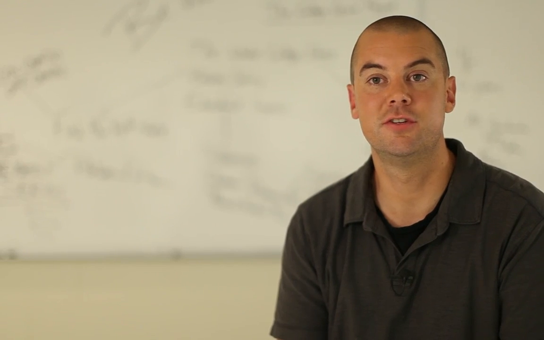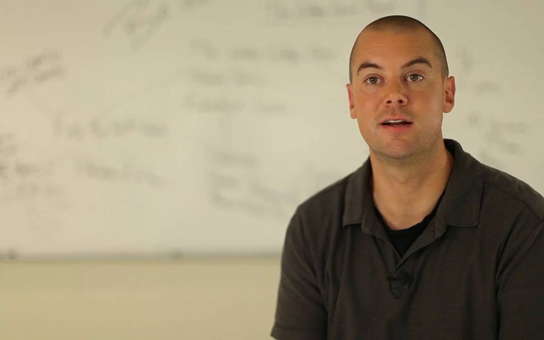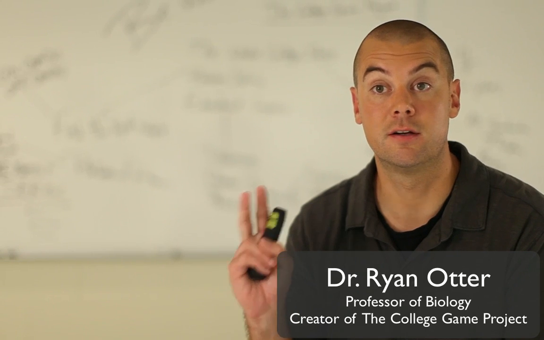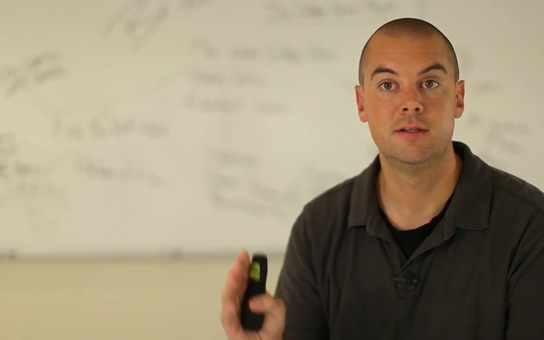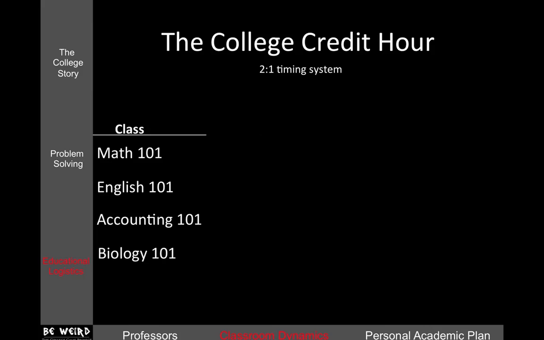The second educational logistic you need to understand focuses on classroom dynamics. Classroom dynamics can be broken down into 4 pieces: the college credit hour, a class syllabus, grade point average, and studying. Let's get started with the college credit hour.